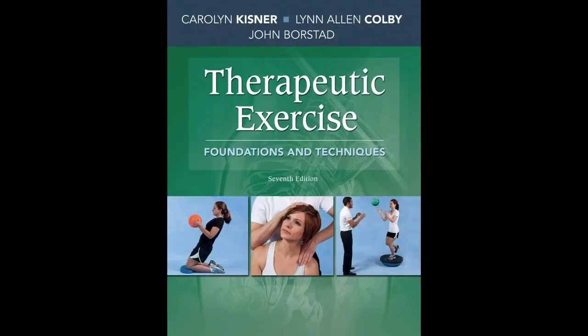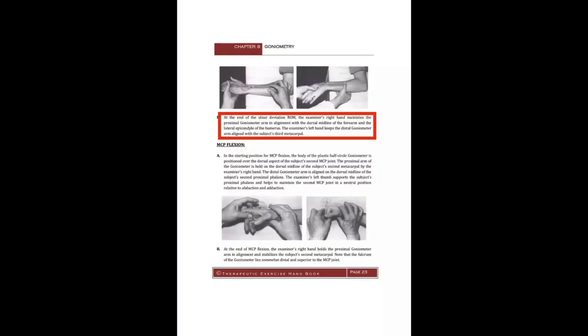This is my book, and it is written by Caroline Kessner. This is my book chapter on goniometry, that is ulnar deviation measurement. Ulnar deviation refers to the movement of the wrist toward the ulna, or the little finger side of the hand. This movement helps assess the range of motion of the wrist joint, an important aspect in conditions like arthritis, tendon injuries, and after fractures.